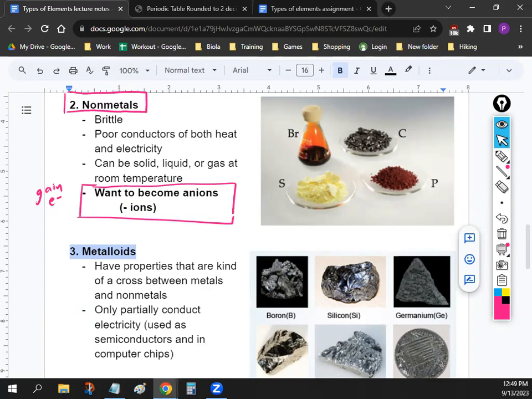But any questions on the three types of elements? So again, you just need to know the three types. And then I'm going to show you guys how to find them on the periodic table. It's really easy. And then that's pretty much it for the new info today.